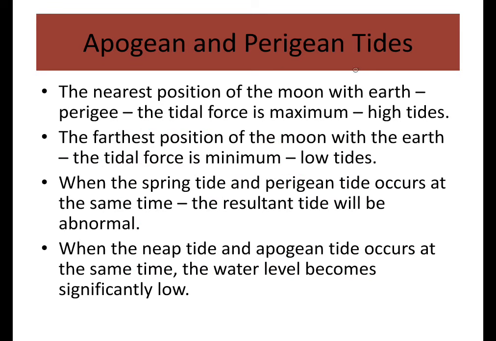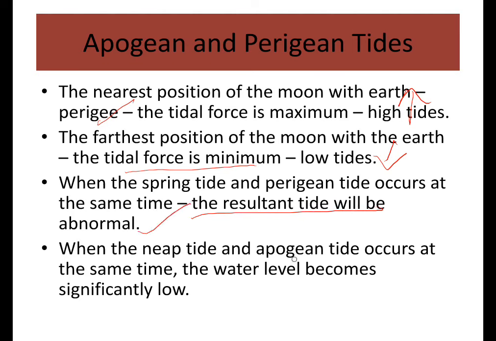Apogean and Perigean tides: the nearest position of the moon with earth, we know that is perigee, and the farthest position is apogee. If it is perigee, the force is more, so because of the gravitational force, high tides occur. But at the farthest position, the tidal force is minimum, so low tides occur. When the spring tide and Perigean tide occur at the same time, the resultant tide will be abnormal.